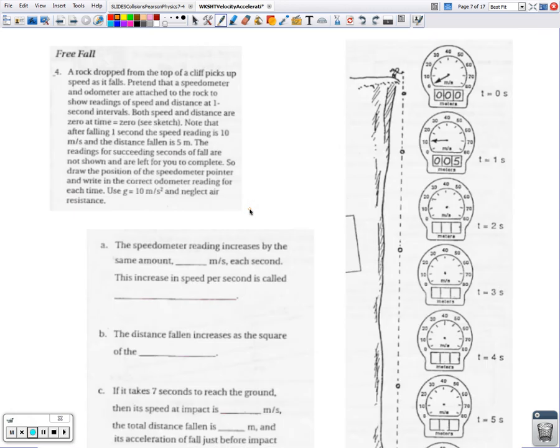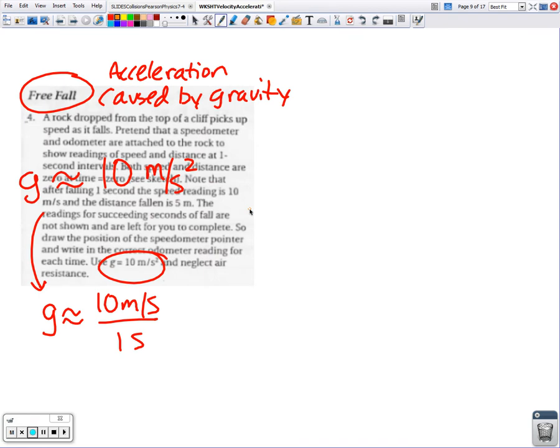Yesterday, we introduced the idea of free fall. Free fall is a fancy name for what? Uniform acceleration caused by what? Gravity, where gravity and gravity only are causing the acceleration.